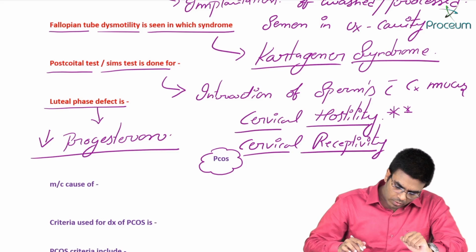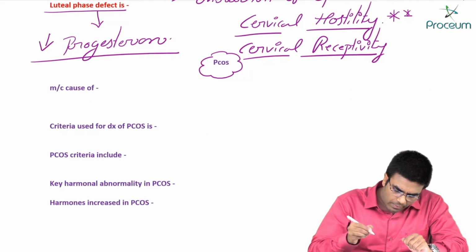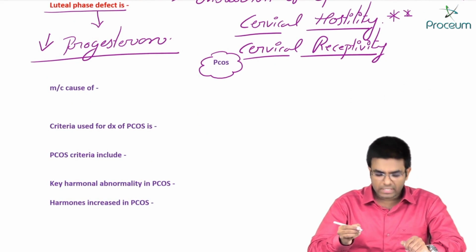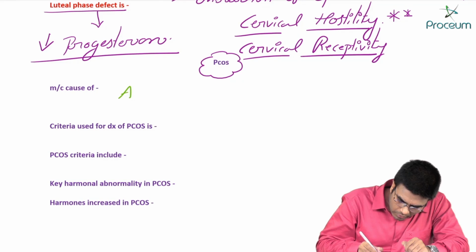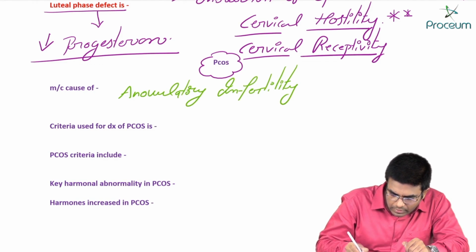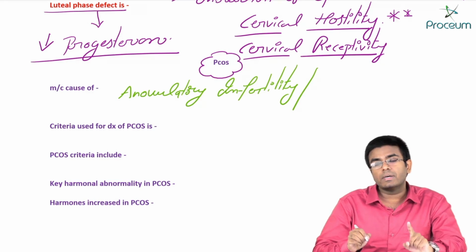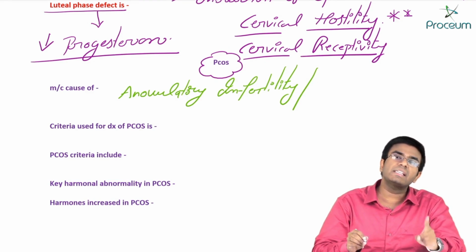Okay, so PCOS, polycystic ovarian syndrome, is the most common cause of anovulatory infertility, as well as, guys, remember, the most common cause of hirsutism in a young female is idiopathic.